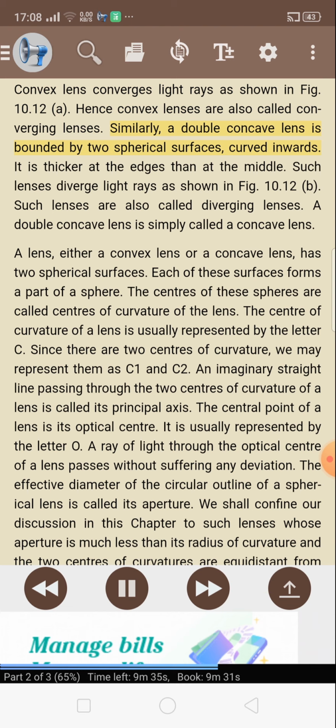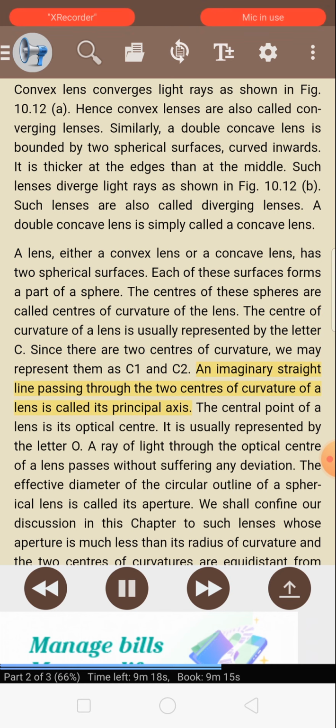Similarly, a double concave lens is bounded by two spherical surfaces curved inwards. It is thicker at the edges than at the middle. Such lenses diverge light rays as shown in figure 10.12b. Such lenses are also called diverging lenses. A double concave lens is simply called a concave lens. A lens, either a convex lens or a concave lens, has two spherical surfaces. Each of these surfaces forms a part of a sphere. The centers of these spheres are called centers of curvature of the lens. The center of curvature of a lens is usually represented by the letter C. Since there are two centers of curvature, we may represent them as C1 and C2.